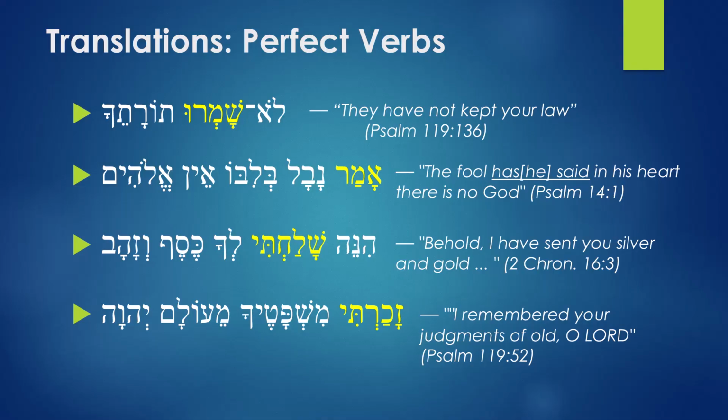Lecha is coming from the preposition le with pronominal suffix. We looked at this in the previous chapter. Lecha means to you. So, behold, I have sent to you, or behold, I sent to you. Kesef is silver. Wow, the conjunction, means and. Zahav is gold. Behold, I sent to you silver and gold.